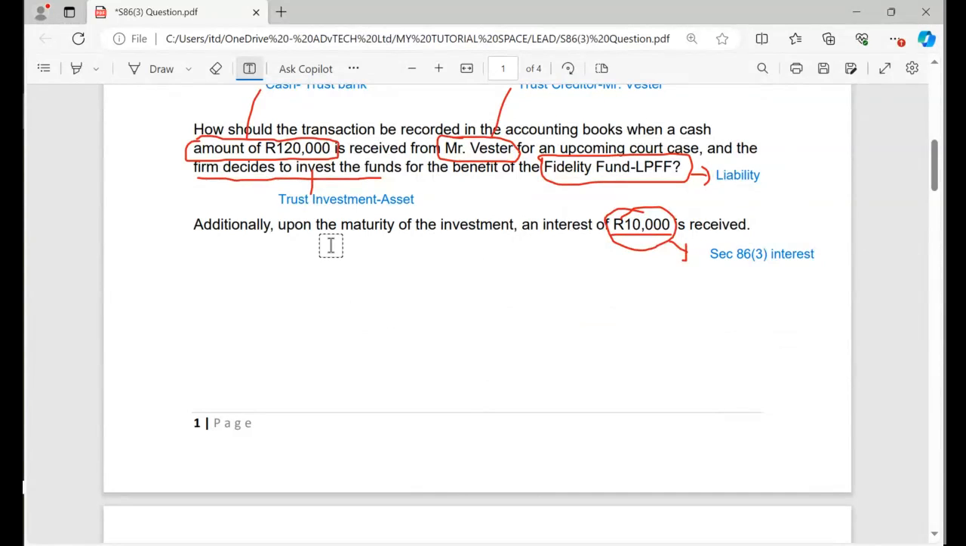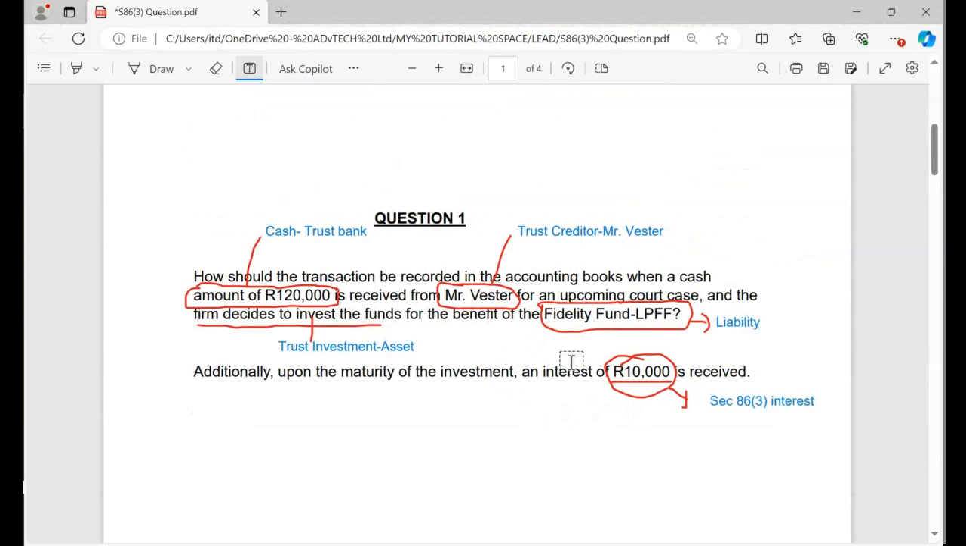Now, what happened thereafter? Obviously, it is for the benefit of the Fidelity. Okay, so now let's deal with the interest here. They say we managed to earn an interest of 10,000, and remember this interest is as per section 86.3. It means the whole amount of money will belong to Fidelity Fund. So what do we need to do? We need to make sure that we go and record the whole amount under the interest. So under the interest, as you can see here, I'm going to go to the interest section.